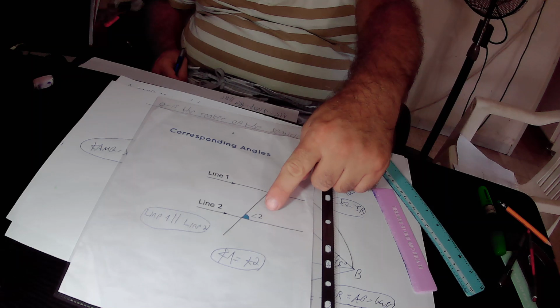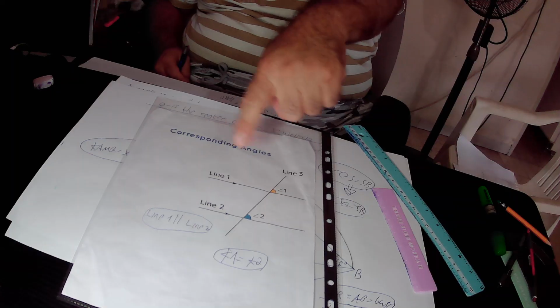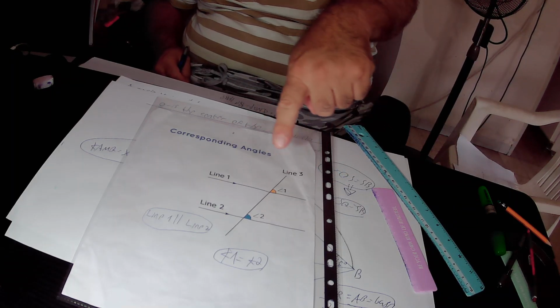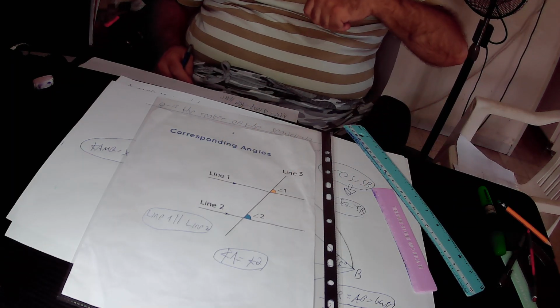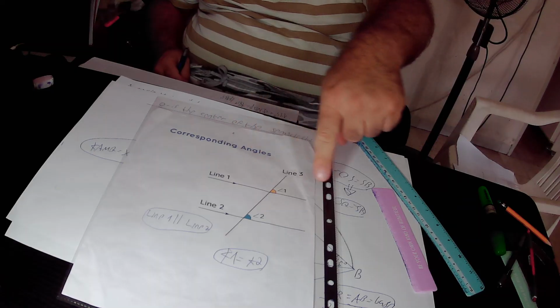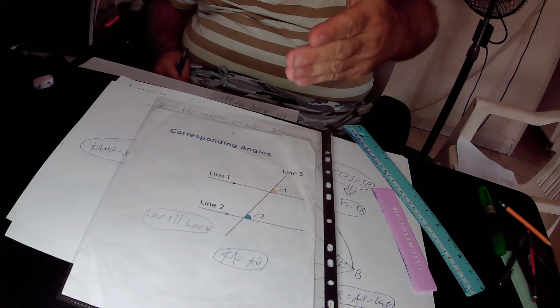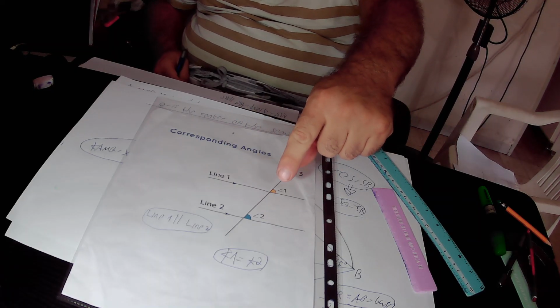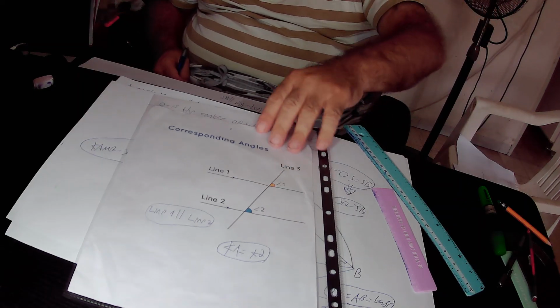Those two angles 1 and 2 are defined as corresponding angles and are located between the parallel lines line 1 and line 2. That is to say, line 1 is parallel to line 2. And because those two corresponding angles are located between the parallel lines line 1 and line 2, they must be equal to each other. That is to say, angle 1 equals angle 2.